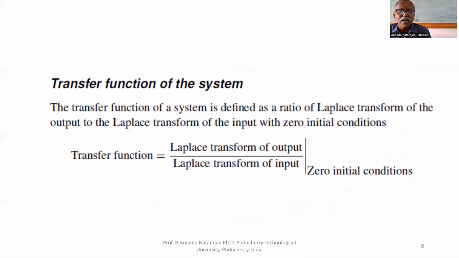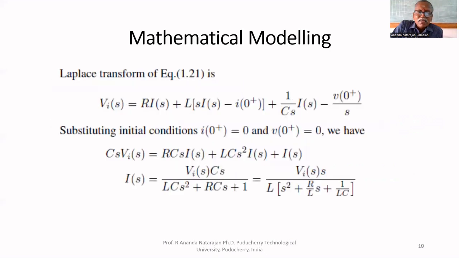Transfer function of a system is defined as the ratio of the Laplace transform of the output to the Laplace transform of the input with zero initial conditions. That is more important: with zero initial conditions. We cannot find the transfer function unless it has zero initial conditions. If it has initial conditions, we cannot find the transfer function. So, if a transfer function is given, we can assume that the initial conditions are zero.